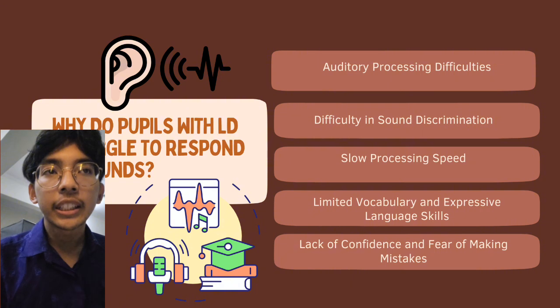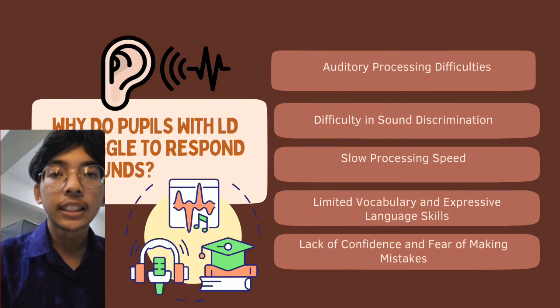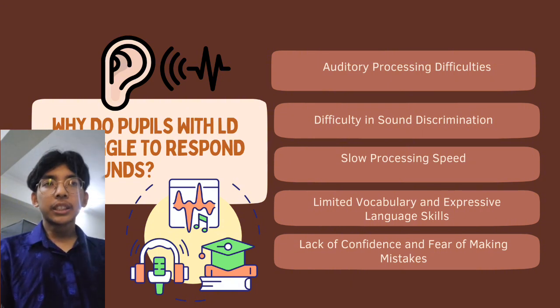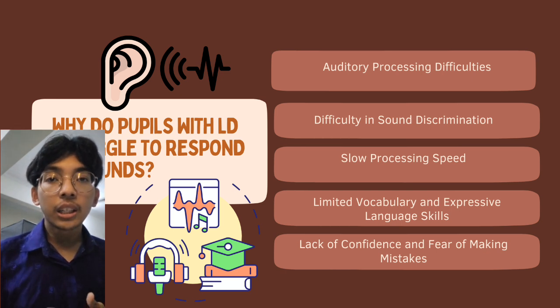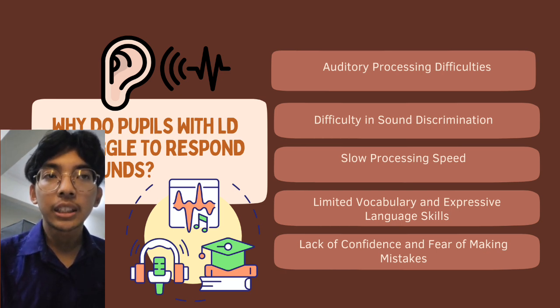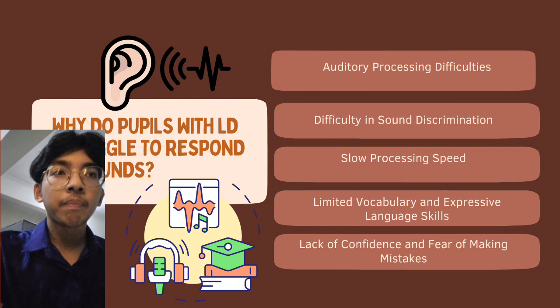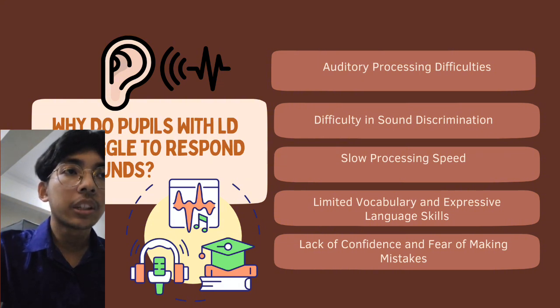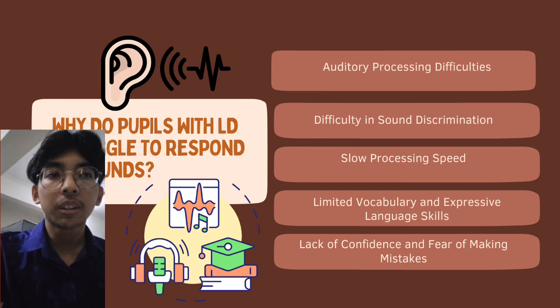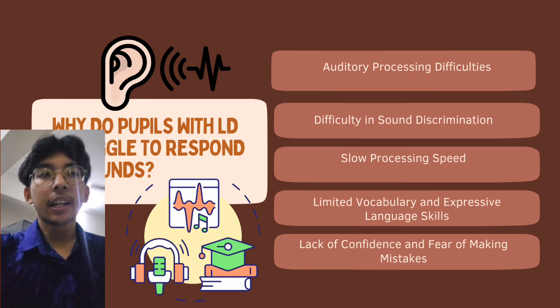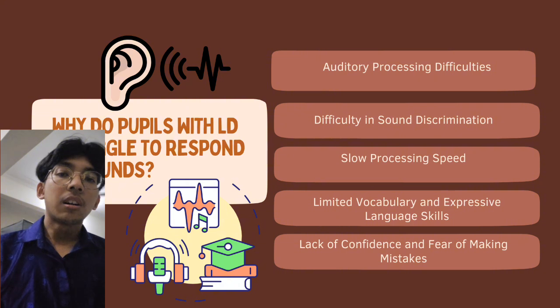The third one is slow processing speed. Even if people understand the sound, their brain may take longer to process the information for the response. By the time they are ready to respond to the teacher, the class may have moved on to the next question or sound, making them feel frustrated or left behind.